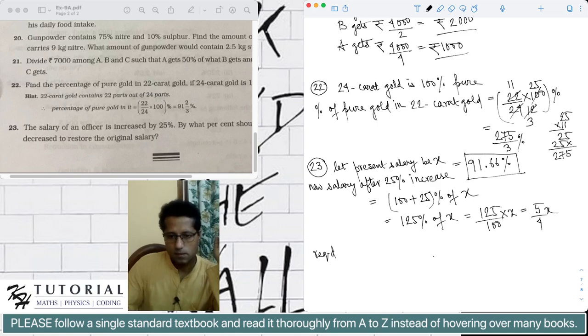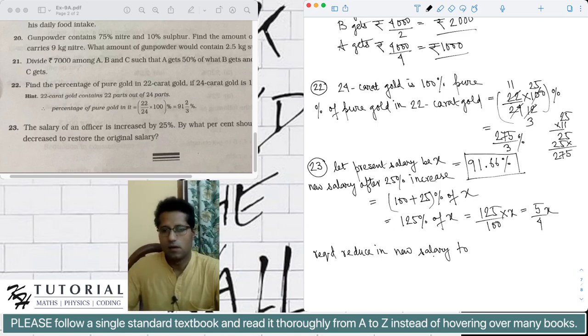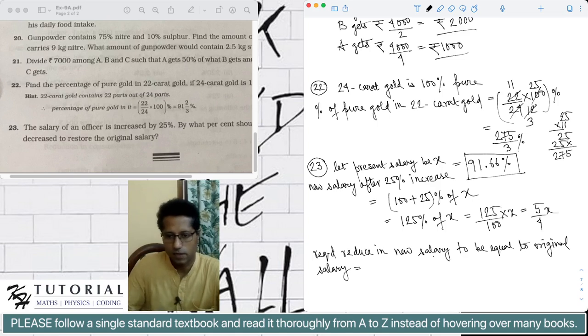So we can say that the required reduction in the new salary to make it equal to the original salary, that is the present salary, will be: how much the new salary, that is 5X by 4, must be reduced so that it becomes X. That will be 5X by 4 minus X, which is equal to X by 4.